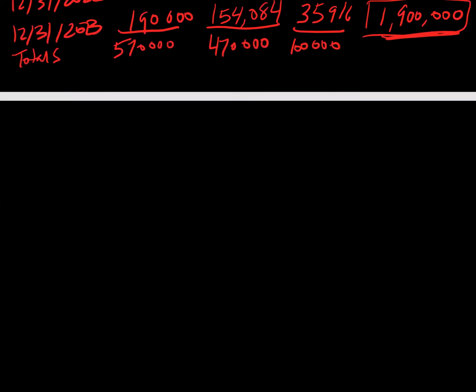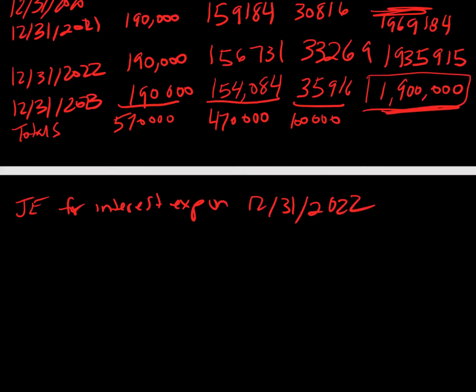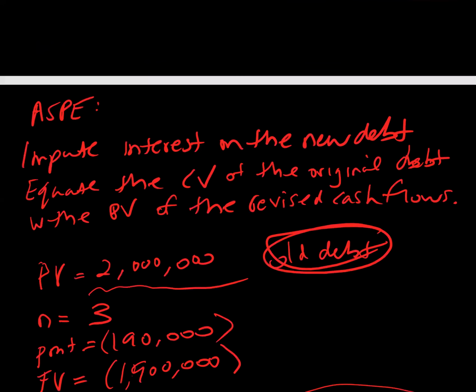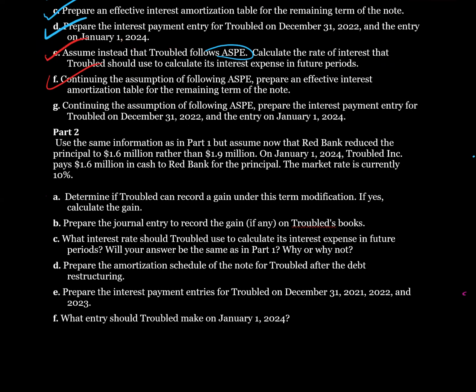So let's do that. Let's go journal entry for interest expense on 12/31/2022. I think it was 2022, wasn't it? I always forget that number. 2022. Yep. Okay.